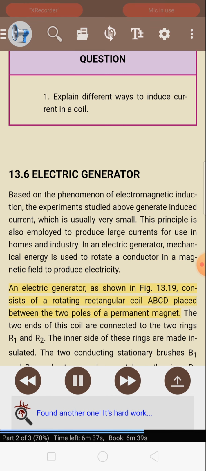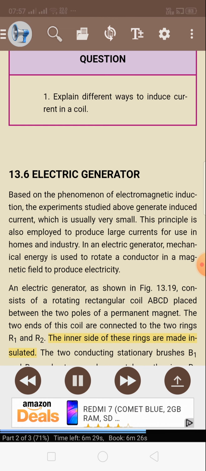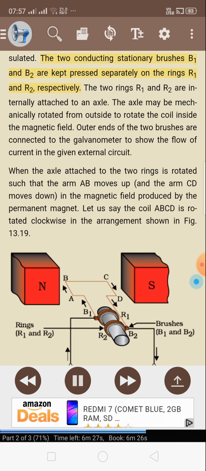An electric generator, as shown in figure 13.19, consists of a rotating rectangular coil ABCD placed between the two poles of a permanent magnet. The two ends of this coil are connected to the two rings R1 and R2. The inner side of these rings are made insulated. The two conducting stationary brushes B1 and B2 are kept pressed separately on the rings R1 and R2, respectively. The two rings R1 and R2 are internally attached to an axle. The axle may be mechanically rotated from outside to rotate the coil inside the magnetic field.